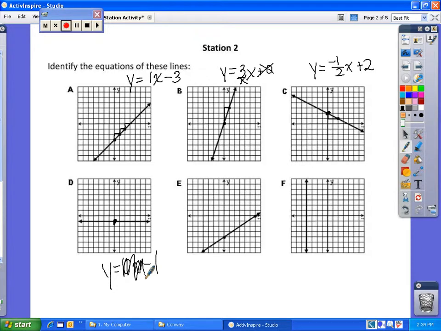And then finally over here, from this point you're going to go up 1, 2, 3, 4, over 1, 2, 3, 4, 5, 6, which is the same as 4 over 6x. And then it goes through -1, 2, 3, 4. Now, you could reduce that 4/6 to 2/3.